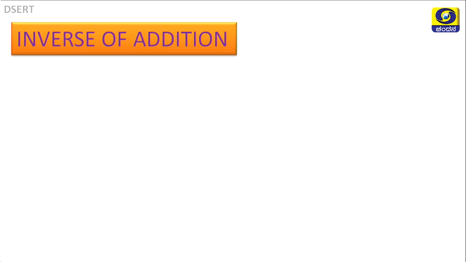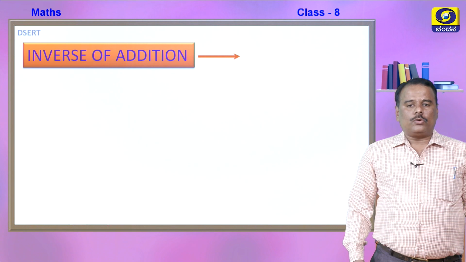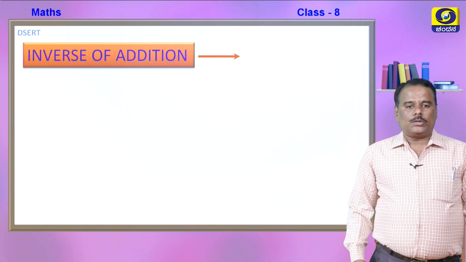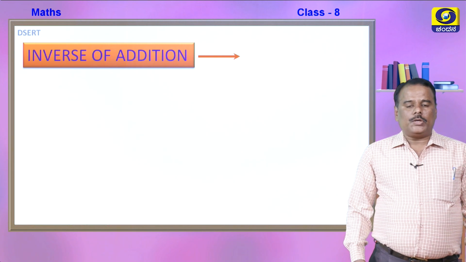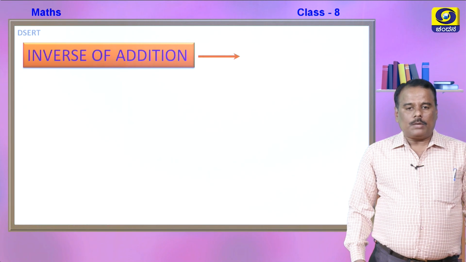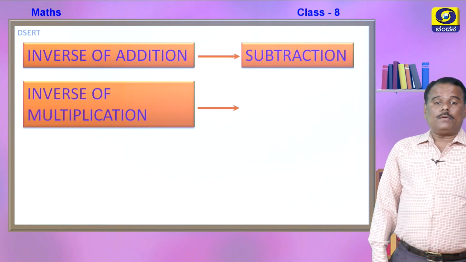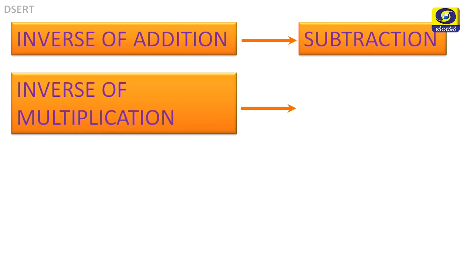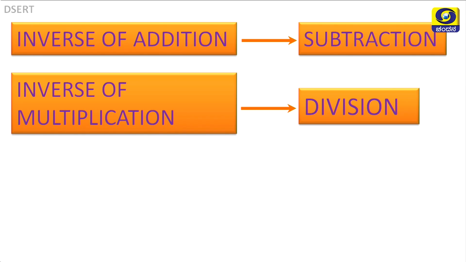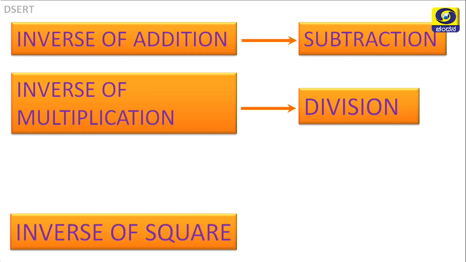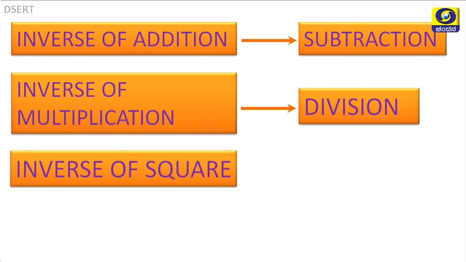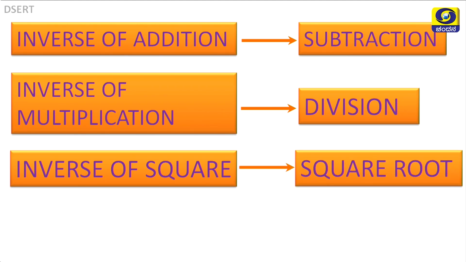Now, we have done so many operations on numbers, mainly addition, subtraction, multiplication and division, and we know that inverse of addition is subtraction, inverse of multiplication is division, inverse of square is what? Yes, it is a square root.